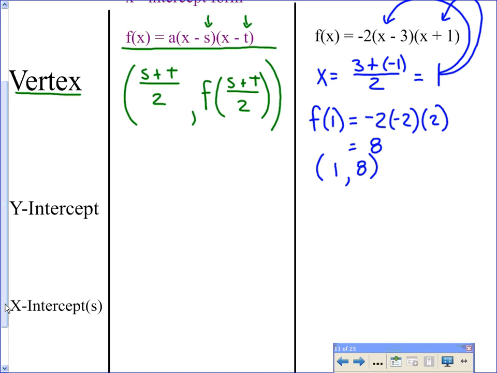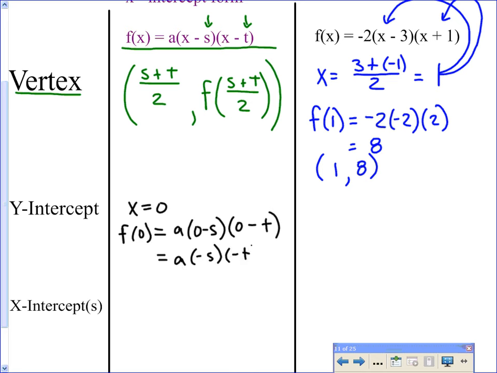And then for my y-intercept, again, I know that for my y-intercept, x is going to be equal to 0. So if x is equal to 0, then I find f of 0, and that's going to give me a times (0 minus s) times (0 minus t). When I simplify that, I get a times negative s times negative t, which is going to give me a times s times t, because a negative times a negative is a positive. All right, so I have that.